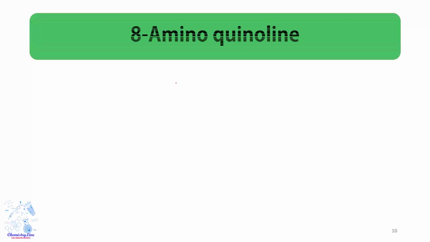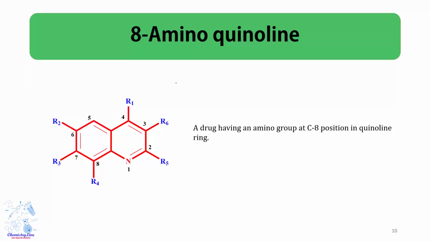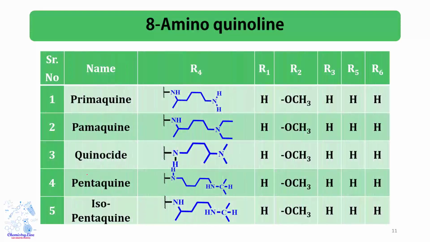Next, we take a look at the 8-aminoquinoline group. The 8-aminoquinoline is the same as 4-aminoquinoline, but here we have an amino group at position 8 instead of carbon 4. As we discussed previously in the SAR section, the changes are almost only at the R4 position. Take a quick glimpse at the table: primaquine, pamaquine, quinoside, pentaquine and isopentaquine. The positions are the same; the changes are only at R4, the 1, 2, 3, 4 and 5 carbon.